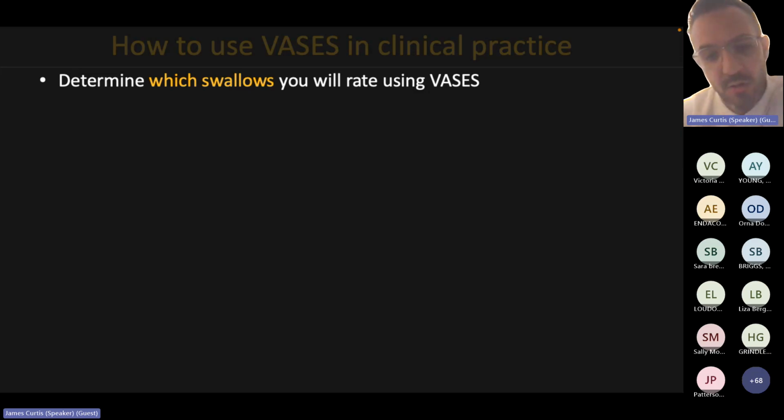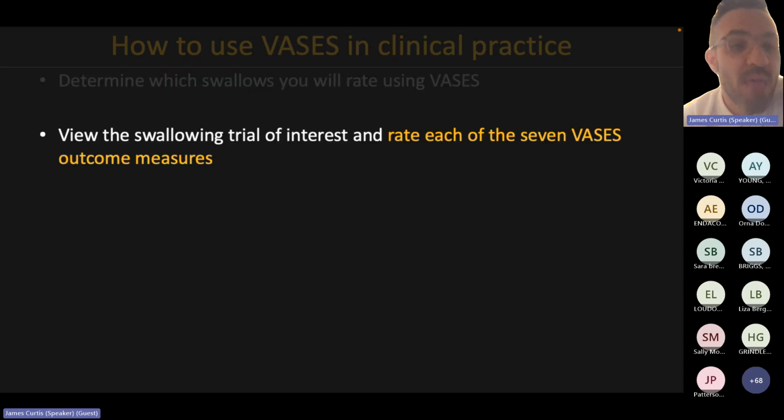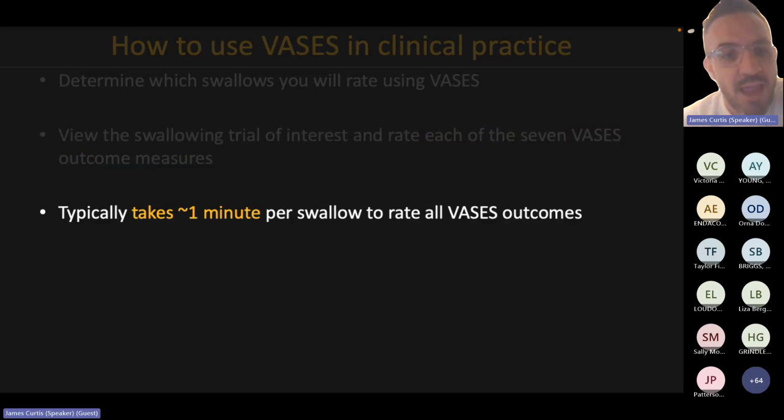So the first thing that you're going to want to do is you and your colleagues are going to figure out which specific swallows you're going to rate using VASES. Ideally, it's all of them within a standardized protocol. Then view that swallow trial of interest and rate each outcome measure. So you're going to view a swallow and then rate the 7 different outcome measures. And as I mentioned, this takes about 1 minute.